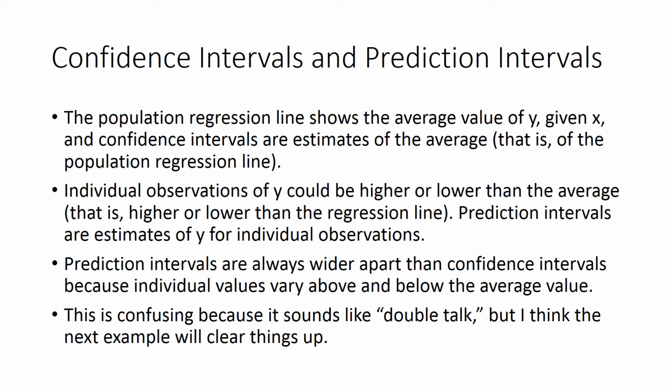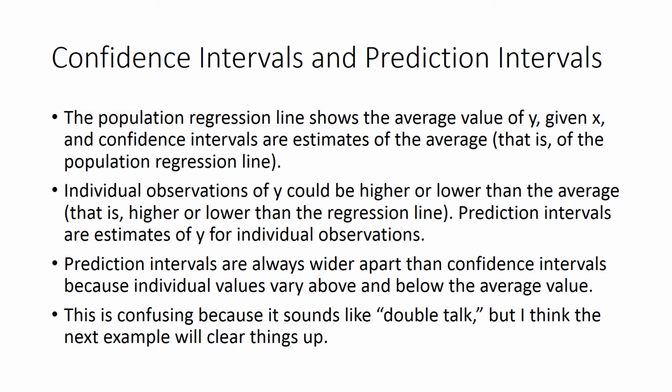concepts. The sample regression line is a point estimate of the population regression line, and the population regression line shows the average value of y given x. Confidence intervals are estimates of the average. Individual observations of y could be higher or lower than the average, that is, above or below the regression line. Prediction intervals, on the other hand, are estimates of y for individual observations.